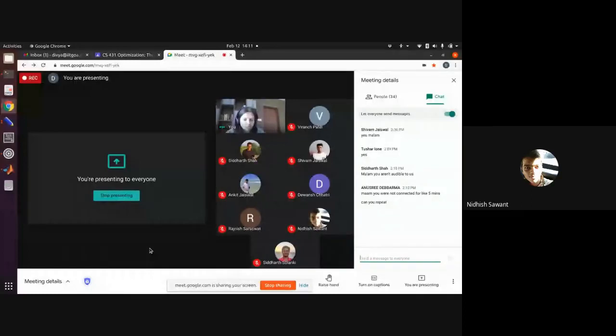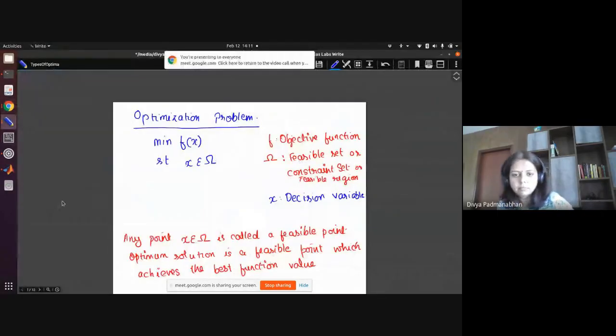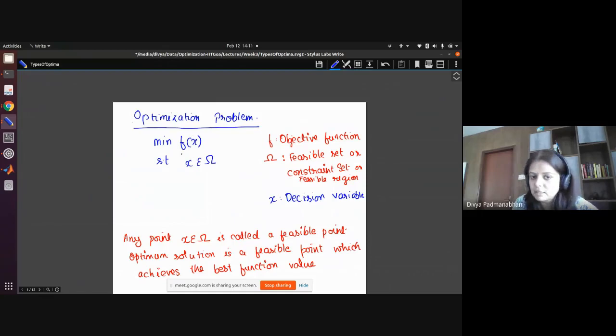Yes, ma'am. Okay. So, maybe I'll just start over here again from the optimization basics. Any optimization problem is represented in this way: minimize f of x such that x in omega, and the objective function is f. Omega is what is called the feasible set or the constraint set or the feasible region, and x is called a decision variable.